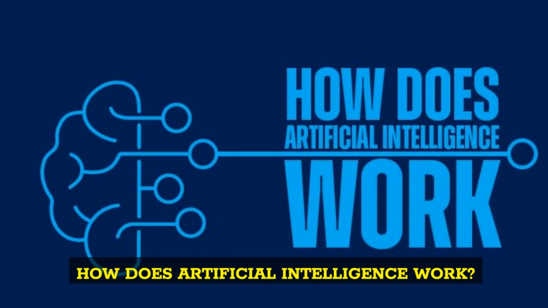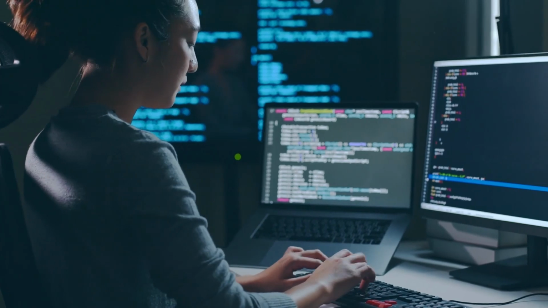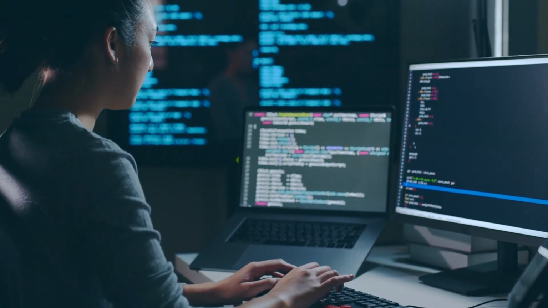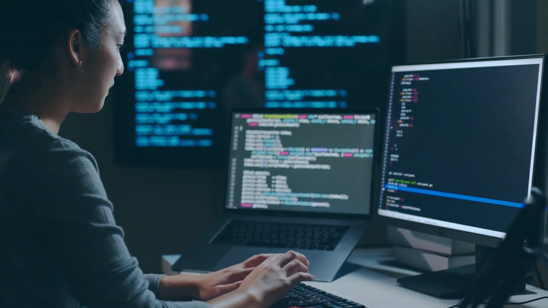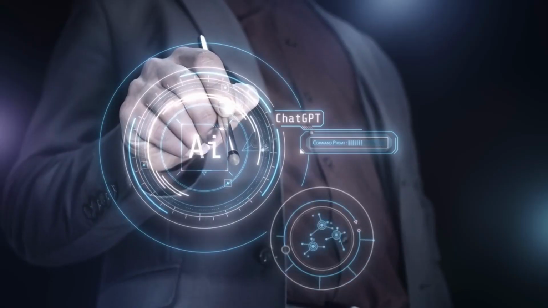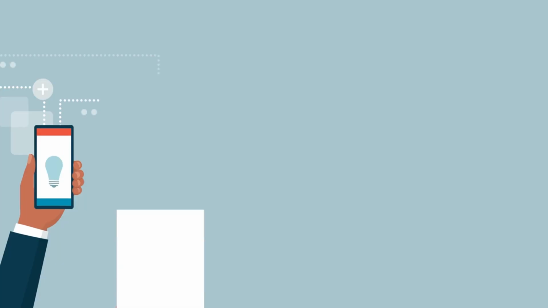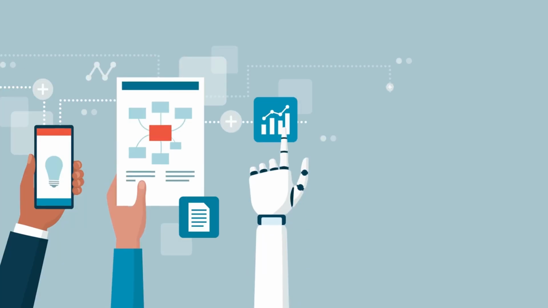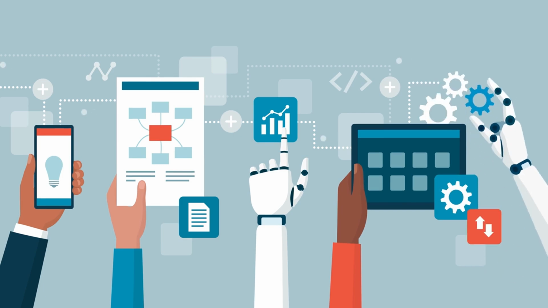How does artificial intelligence work? Building an AI system involves a meticulous process of reverse engineering human traits into machines, enabling them to surpass human capabilities. To comprehend the functioning of AI, one must explore its various subdomains and their applications across diverse industries.